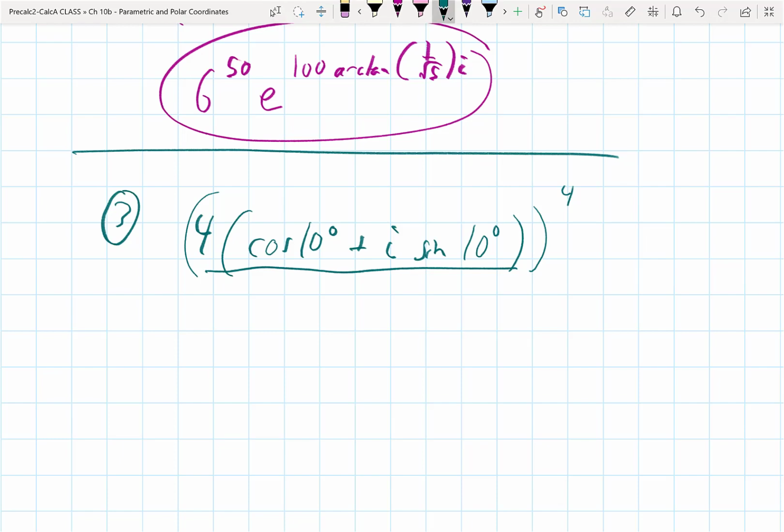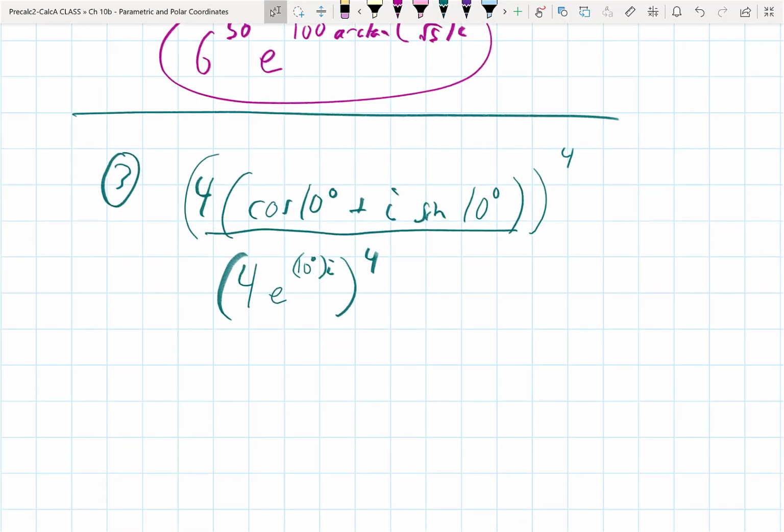I think it's unnecessary. Use e to the 10 degrees, which I'm keeping in degrees because we haven't done degrees in a while, 10 degrees i, raise that to the 4th power, and what I'm really getting is 4 to the 4th, which is 2 squared to the 4th, which is 2 to the 8th, and 2 to the 8th is 256.